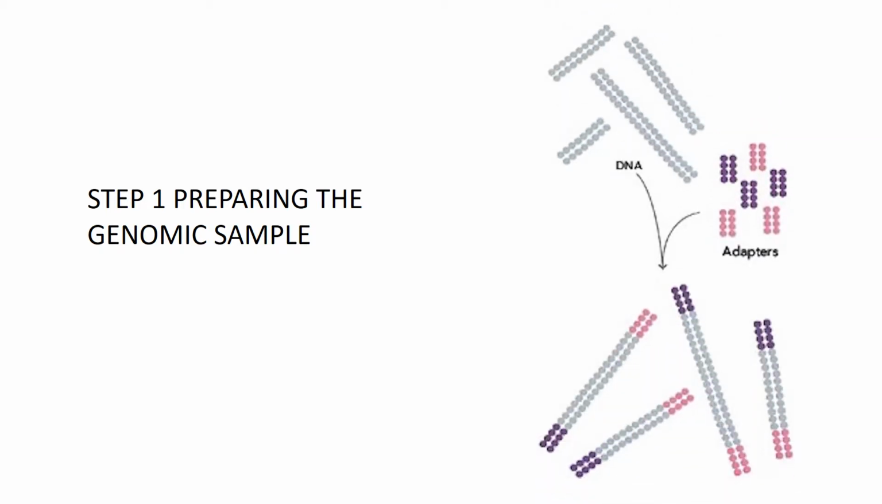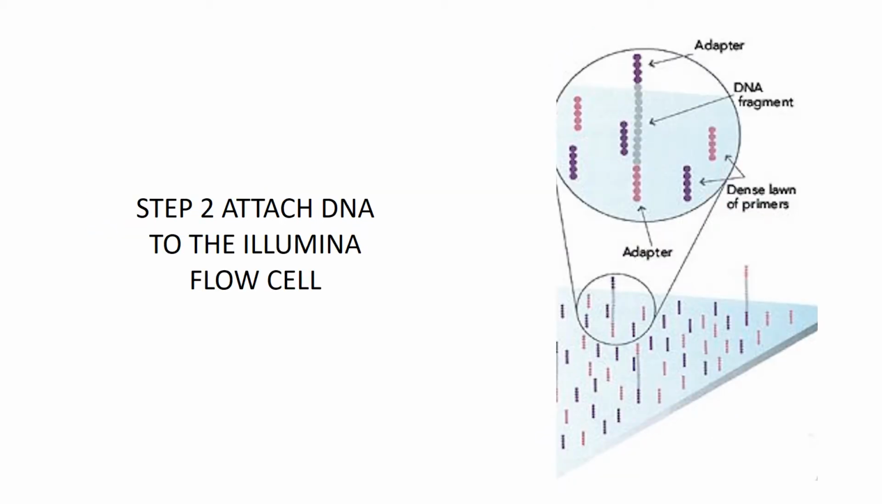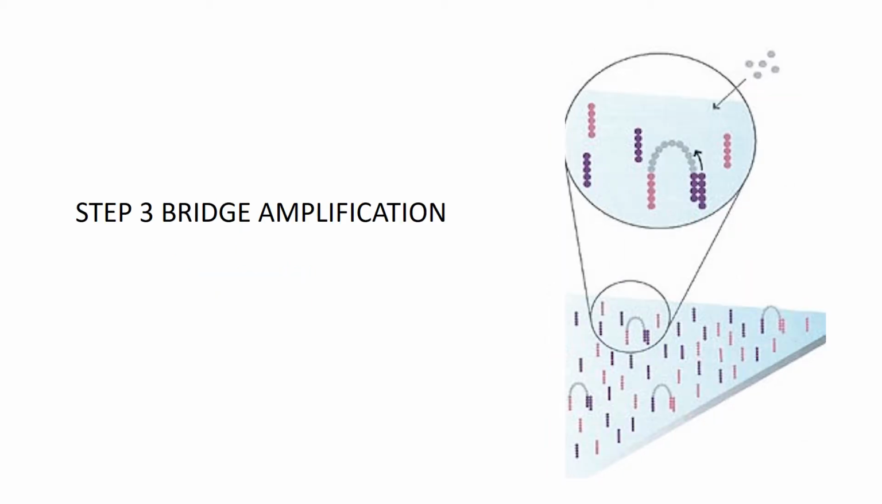Step 1. Preparing the genomic sample. The sample DNA which is going to be sequenced is randomly fragmented, and adapters are added to the ends of the DNA fragments. Step 2. Attach DNA to the Illumina flow cell. Due to the addition of the adapters, the single-stranded DNA fragments bind randomly to the surface of the flow cell channels. Step 3. Bridge amplification.